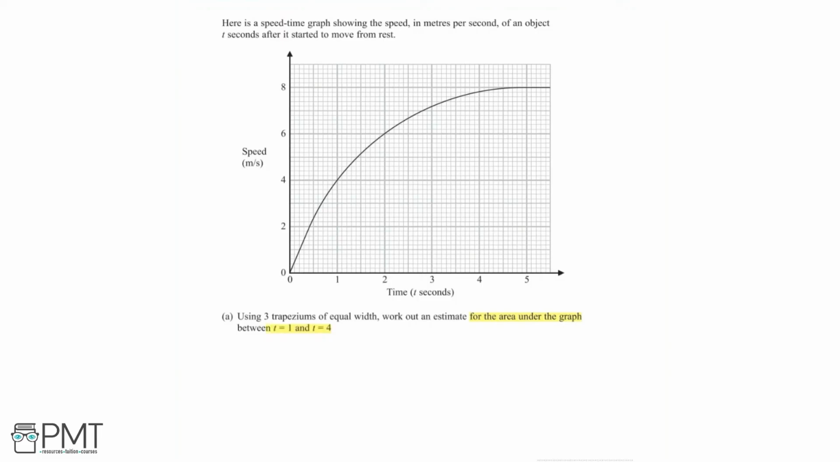Well, let's start by finding the points in which we're going to be finding the area. T equals 1 is over here, where the purple line is, and t equals 4 is right here. And so we're going to be finding the area enclosed between the 2 purple lines. Now we need to use 3 trapeziums of equal width, and so you can see that we can split our area into 3 different trapeziums. And so let's label this trapezium 1, trapezium 2, and trapezium 3.